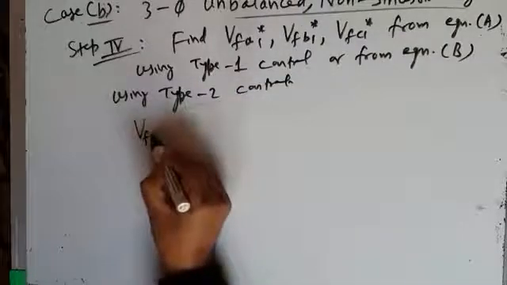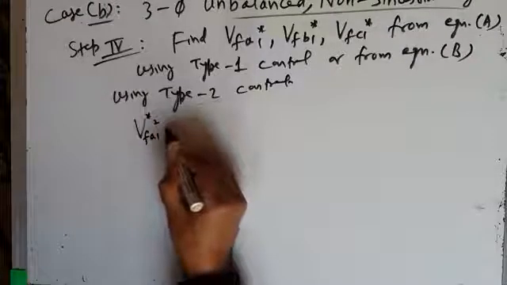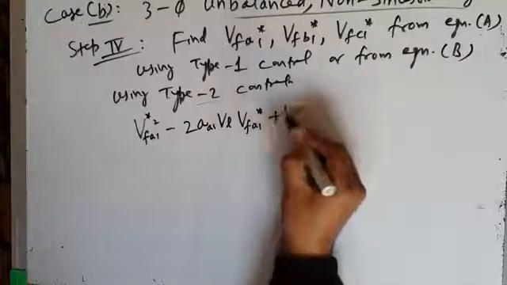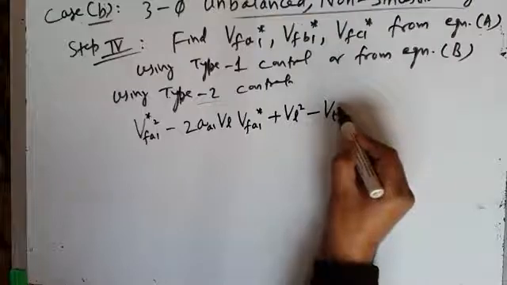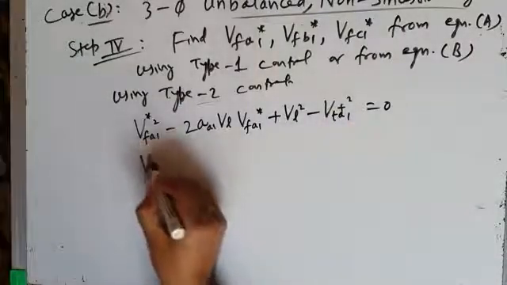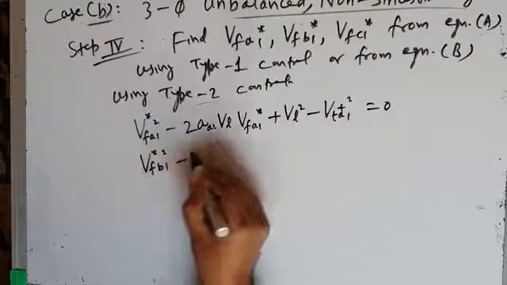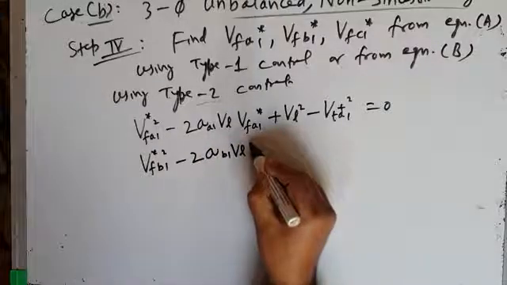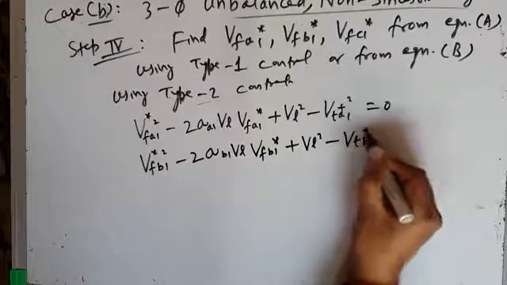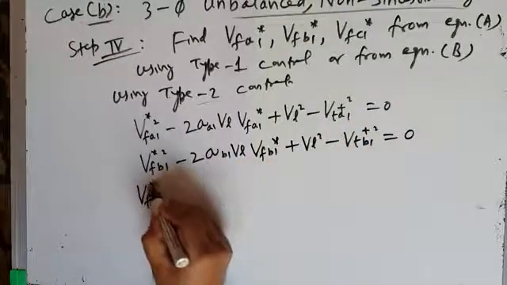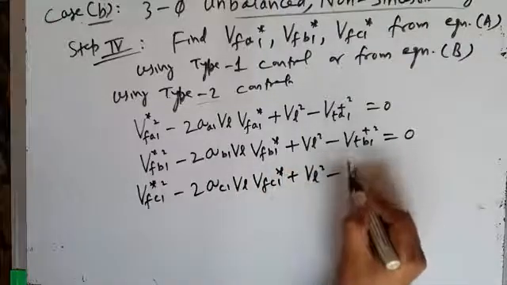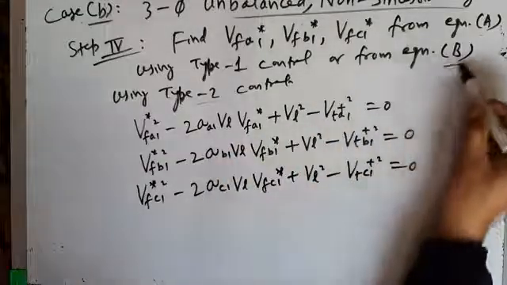Type 2 control means these are the equations. VFA1 star squared minus 2 AA1 VL VFA1 star plus VL squared minus VTA1 plus squared equals 0. What is VTA1 plus? It is the fundamental component of terminal voltage. Similarly, VFB1 star squared minus 2 AB1 VL VFB1 star plus VL squared minus VTB1 plus squared equals 0, and VFC1 star squared minus 2 AC1 VL VFC1 star plus VL squared minus VTC1 plus squared equals 0. These are equation B for 3 phases.